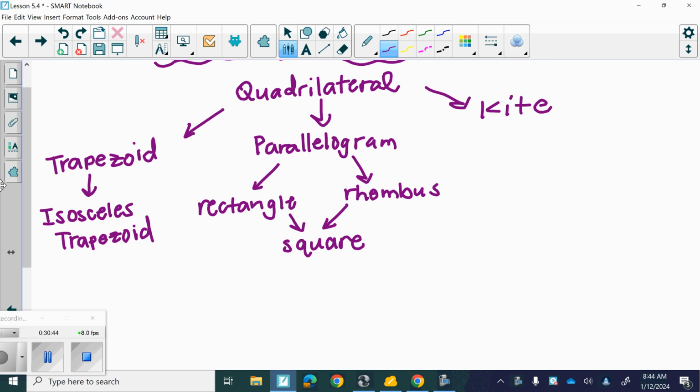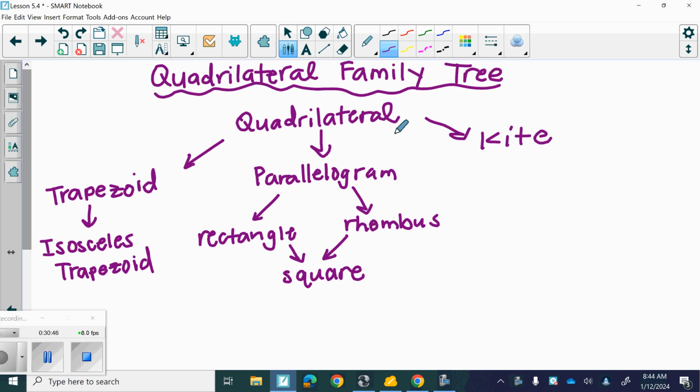Okay, so to recap, Big Daddy Quadrilateral has three kids: trapezoid, parallelogram, kite. You can interpret what happens to the kite. Kite's done. He flies away. The trapezoid has a kid, the isosceles trapezoid. Parallelogram has two kids, rectangle and rhombus. Poor rectangle and rhombus can't find anyone else, so they just settle with each other, and they have the square.